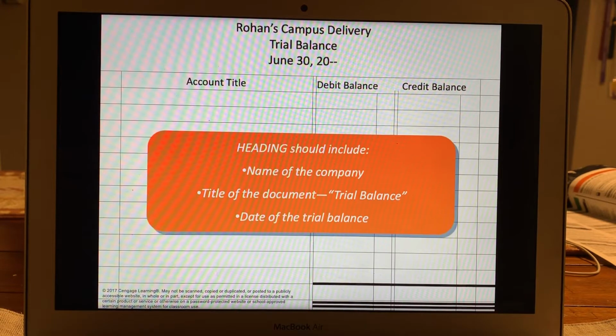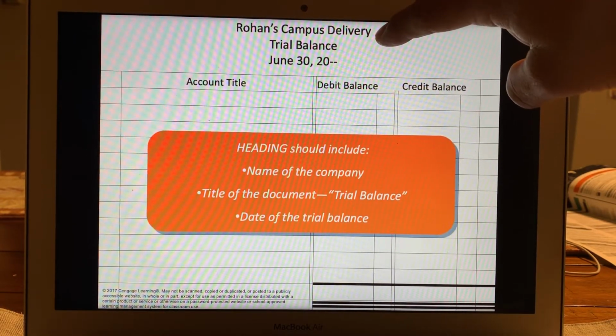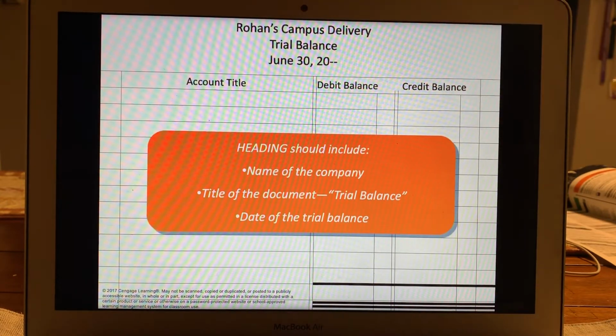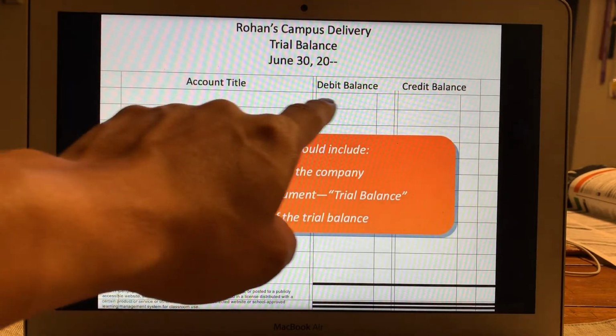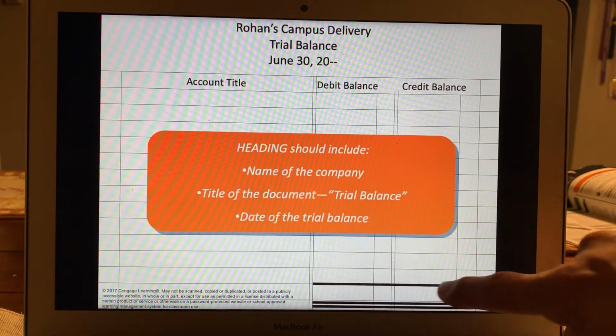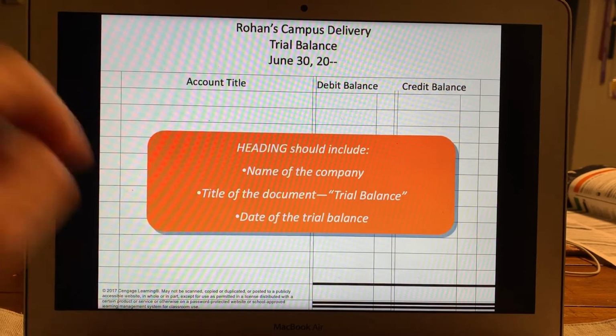So here's what it'll look like. Again, the title up at the top: Rohan's Delivery Company, the trial balance, the title of it, and then the date. And then obviously account title, debit balance, credit balance. And down here at the bottom will be your totals. All your accounts will be listed right in this area.